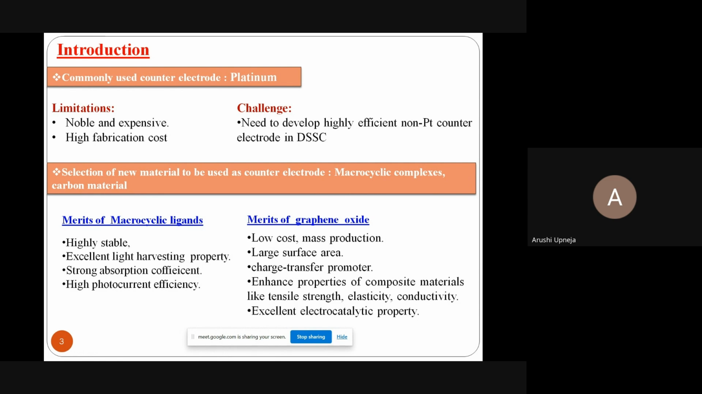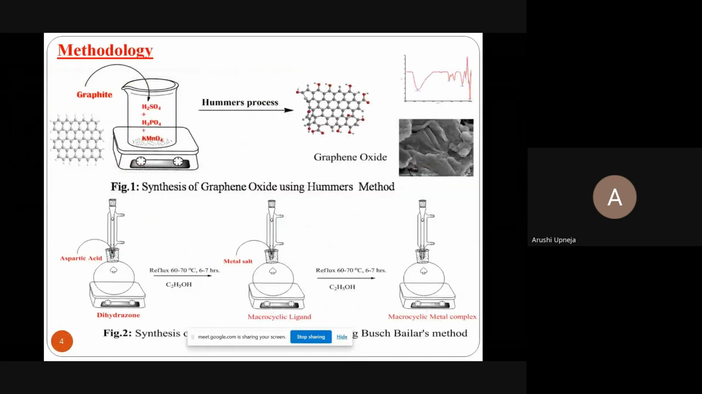graphene oxide. There are some merits of the macrocyclic ligands, like being highly stable, which shows excellent light harvesting property with a strong absorption coefficient and high photocurrent efficiency. Similarly, the merits of graphene oxide: low cost, larger surface area, and it enhances the properties of composite material like tensile strength, elasticity, conductivity, and excellent electrocatalytic property.